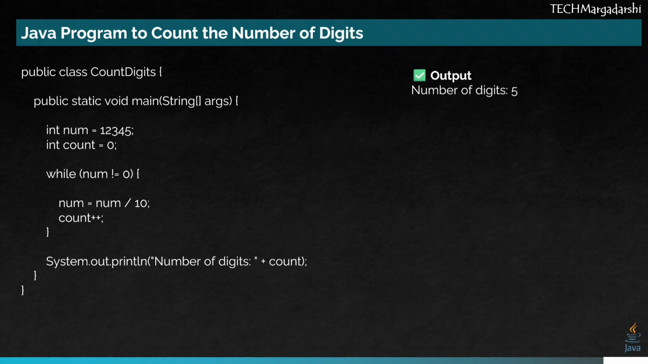In this example, we take the number 12345 and initialize a variable count with 0. We then use a while loop. In every iteration, we divide the number by 10. This removes the last digit from the number and we increment the count by 1. The loop continues until the number becomes 0. For 12345, the loop runs 5 times, so the total number of digits is 5. This program helps us understand integer division, loops, and how to process individual digits of a number in Java.